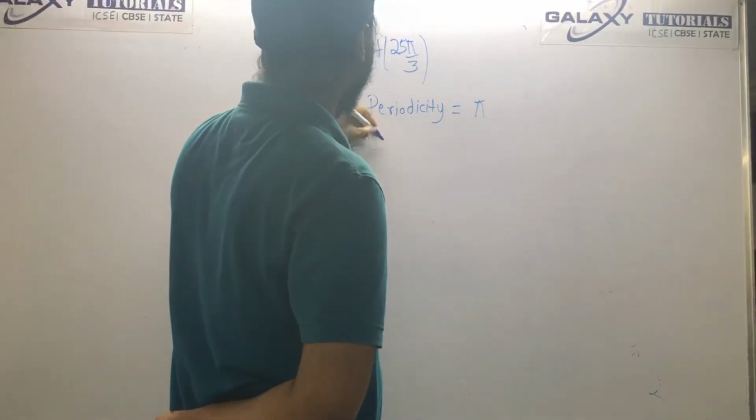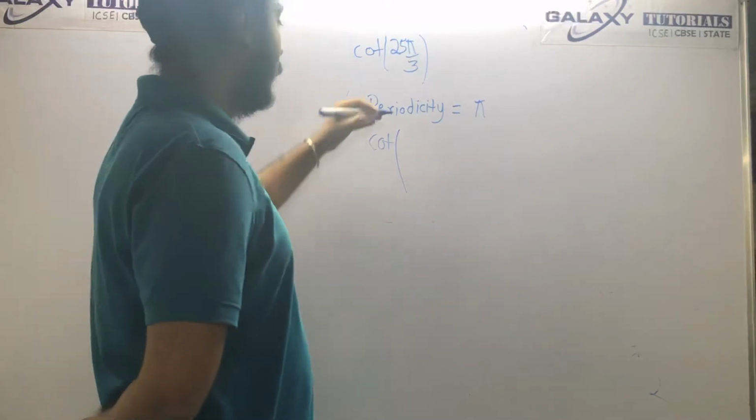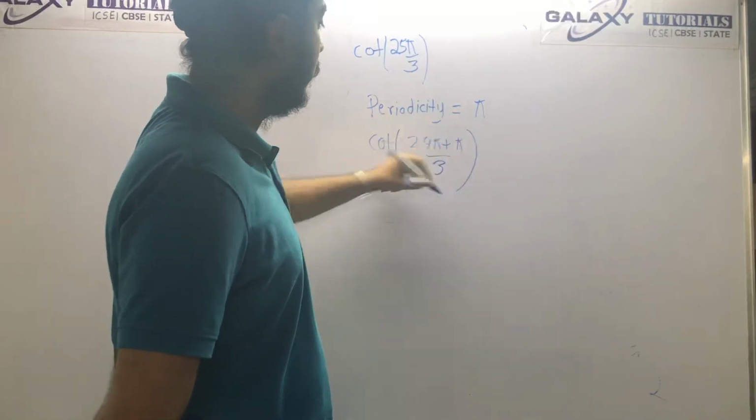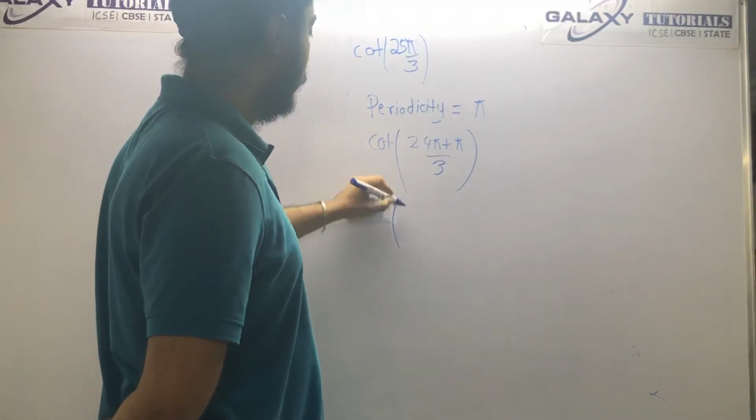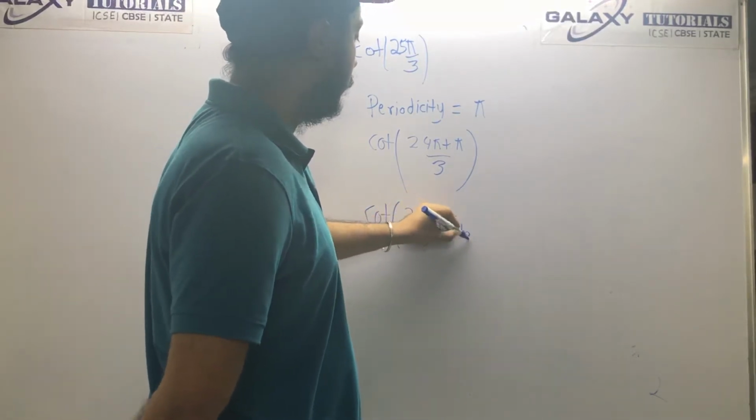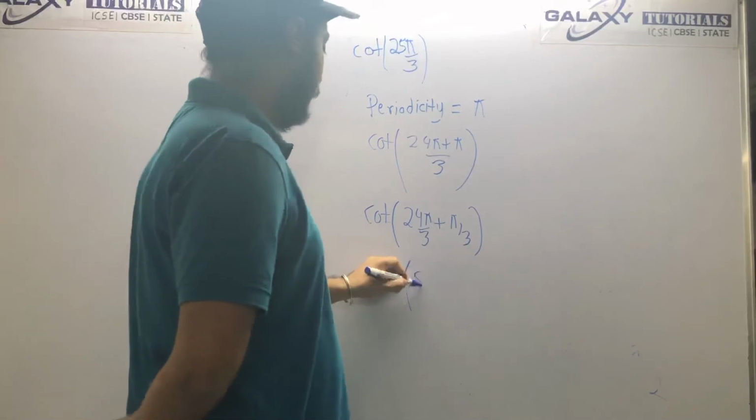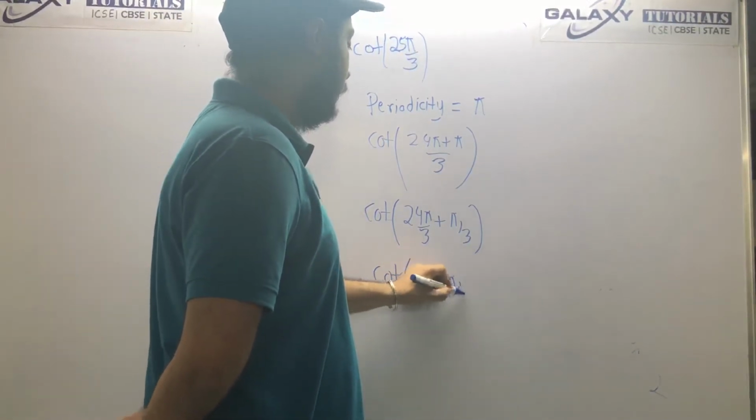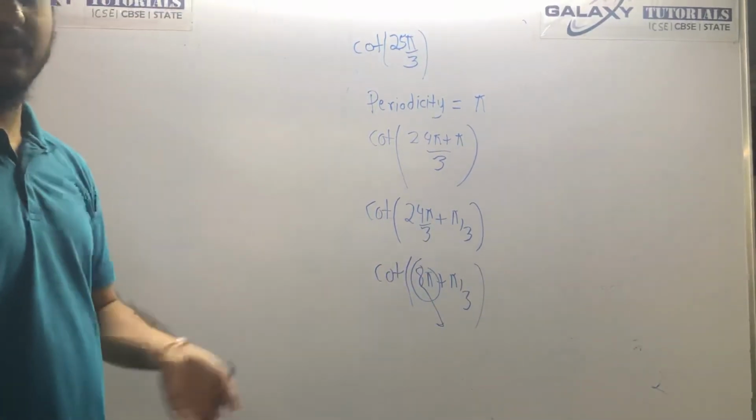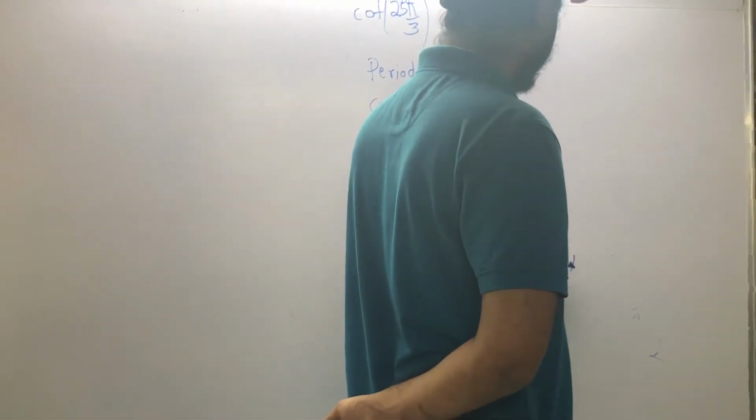So how can you write cot in multiple form? First I will separate the 3. I will try to remove the 3. So I can write it like this: cot of 24 pi by 3 plus pi by 3. Now 24 by 3 is 8, so cot of 8 pi plus pi by 3. Now again I get a multiple of pi. This is the periodicity: the function repeats itself after every pi. So you can write it as cot pi by 3.